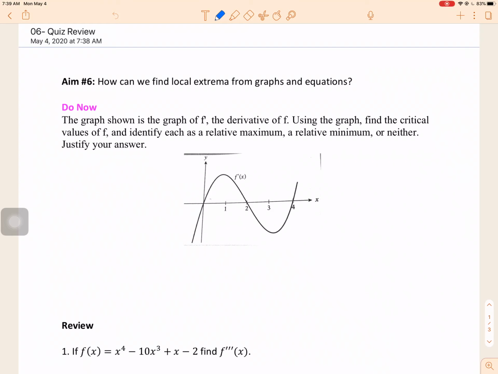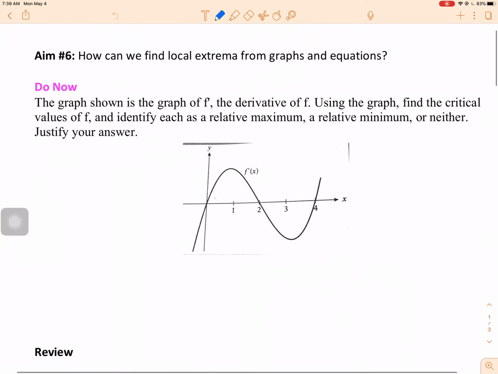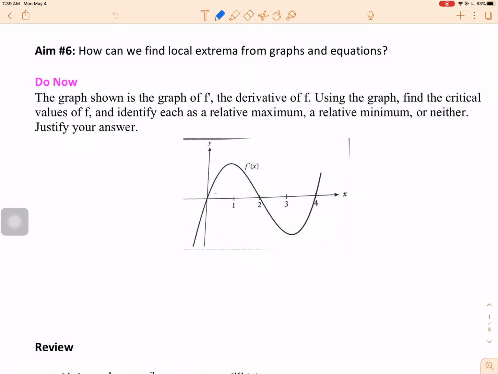Hey everyone. So we're next gonna just do a little bit of review here, and then we're gonna have eventually a quiz on some of the derivative applications that we've been doing. So the do now here says the graph below shows the graph of f prime, the derivative of f. Using the graph, find the critical values of f and identify each as a relative max, relative min, or neither. Now remember, this is not the graph of f of x, so we're not looking for the turning points.